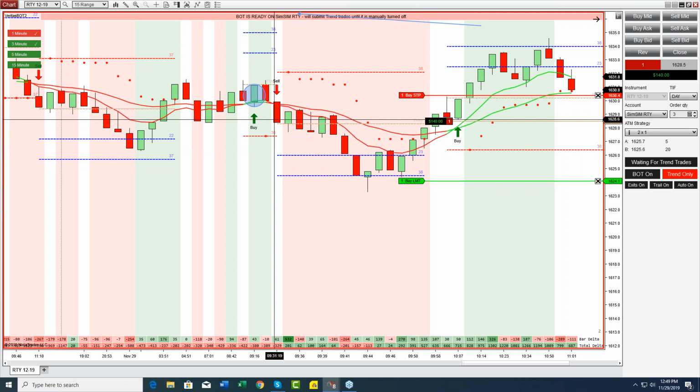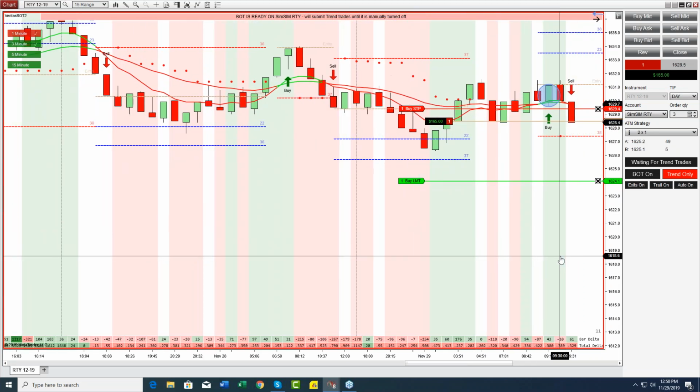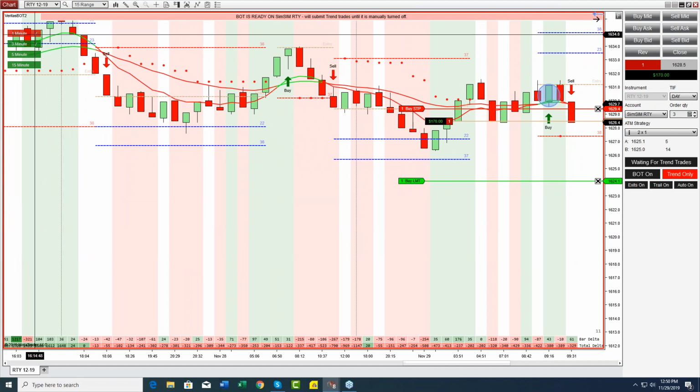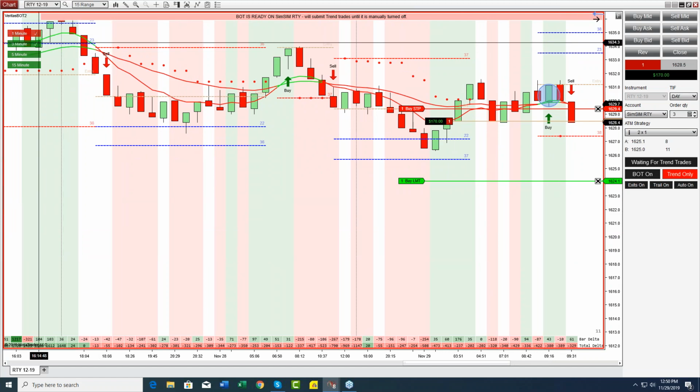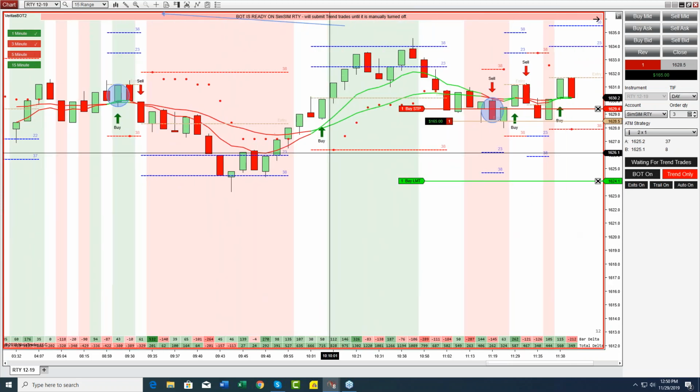One of your time frames is incongruent. So if we slide to the far right edge, you see that our 1 minute is red, but our 3 minute is green. So it will not take that trade.